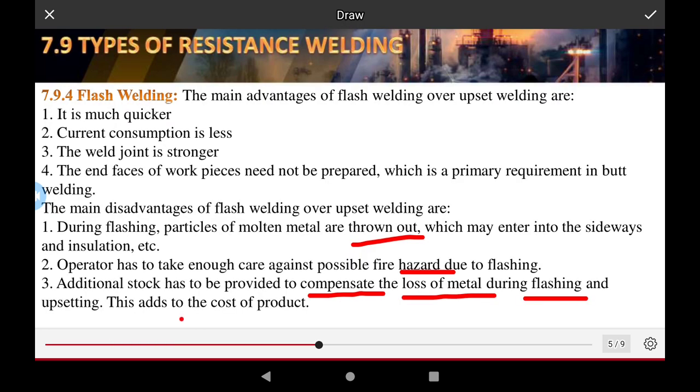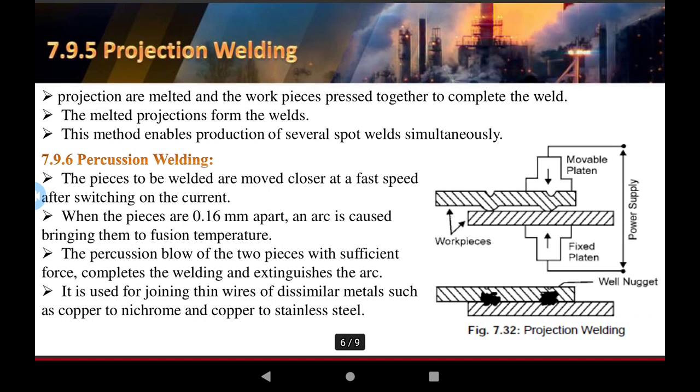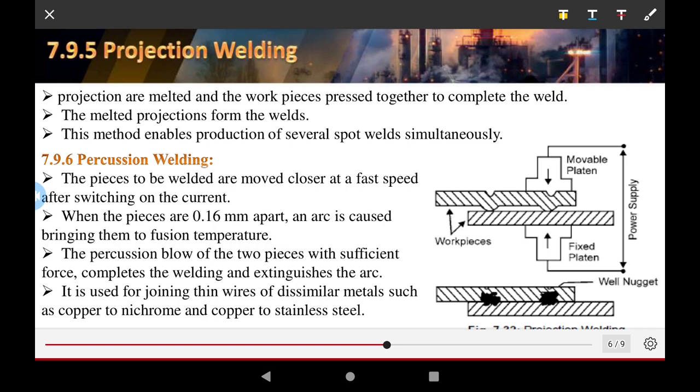This is how the offset of the workpiece is produced. Projection welding: the projection of metal on the workpiece passes through the complicated weld. The projections are also welded. This method makes it possible to produce several welds simultaneously, and it is used in the welding operation.